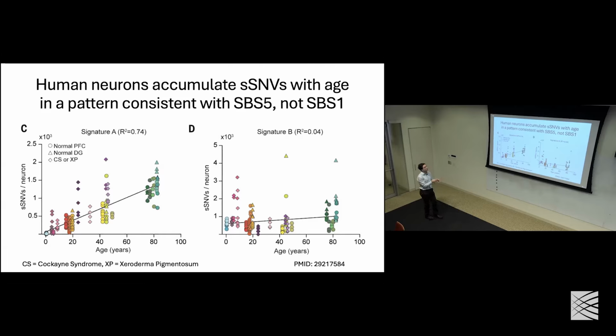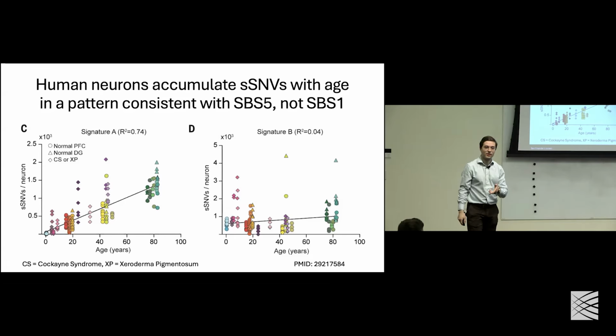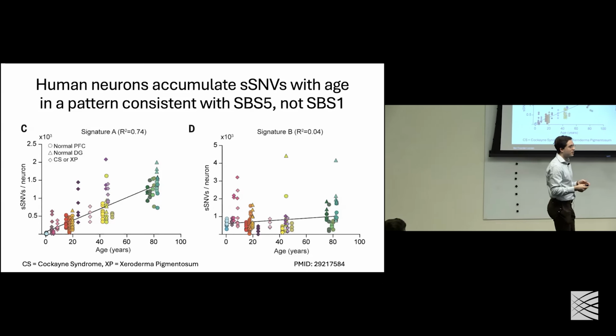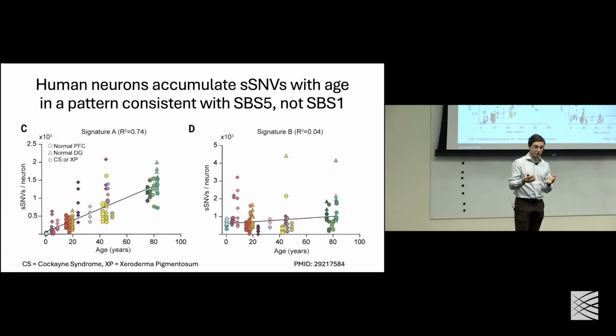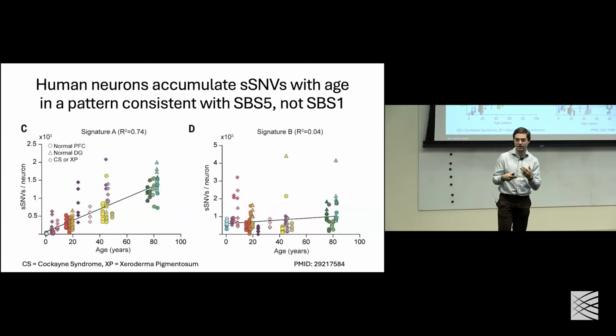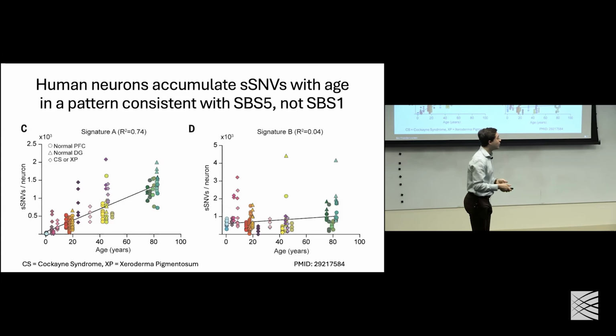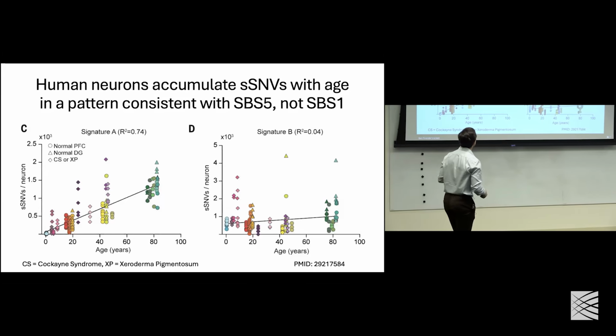And this is true in the prefrontal cortex. It's true in the dentate gyrus. It's true in our Cockayne syndrome and xeroderma pigmentosum individuals. We see this across groups, this linear accumulation. By contrast, SBS1, we don't see so much of an accumulation over time. There is evidence for SBS1 here because while those neurons aren't dividing during our lives, they do have a history of cell division. So there is the capacity for neurons to have SBS1-related somatic mutations. They're just associated with development and presumably don't change over our lives. It only goes up during our brain's development.